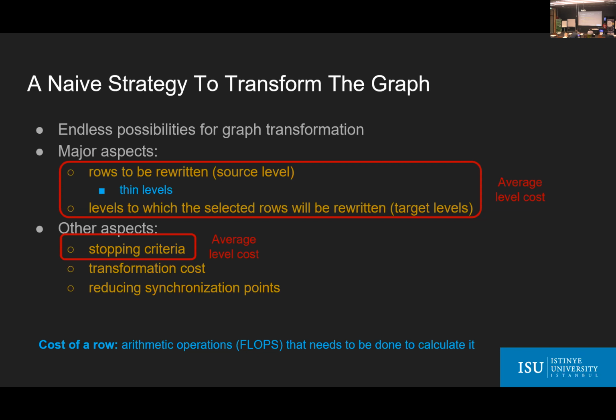So what is the cost of a level? It's the sum of the cost of all the rows. So what is the cost of a row? It is the arithmetic operations performed to calculate this value. For the transformation cost, to keep it reasonable, we select the source levels as close as possible to the target level so that we can increase the locality. And to reduce the synchronization points, instead of rewriting individual rows, we rewrite whole thin levels so that we can empty some levels.